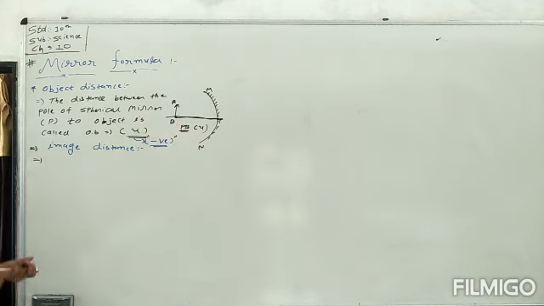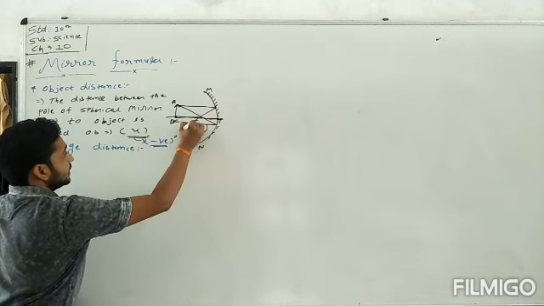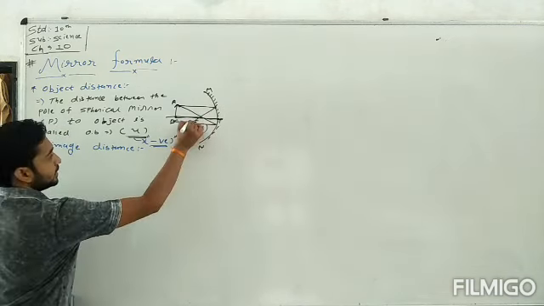Now for image distance, the ray goes from here, through the center of curvature here. After reflection, the rays meet at a point, and at that point the image is formed. So here, points B dash and A dash.